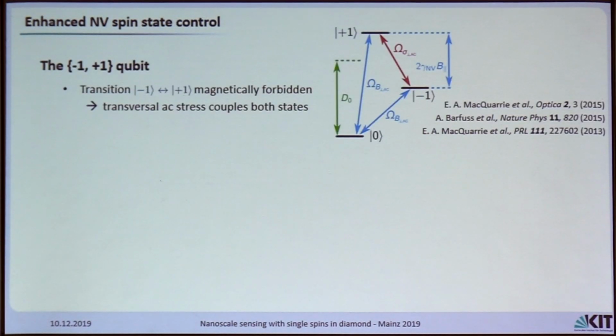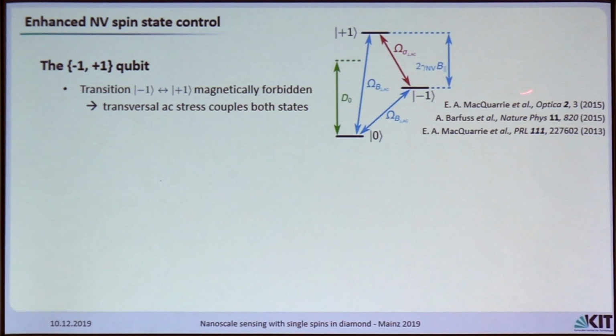And in the last few minutes, I think time's already up quite soon, I just want to go on to something a little bit different. It's called enhanced NV spin state control, because with this strain we could also exploit the -1 +1 qubit, because the minus and plus 1 qubit is magnetically forbidden, as delta ms is equal to ±2. So at least to directly drive it. But with strain it's possible. And we could do this by transversal AC stress coupled to both states.